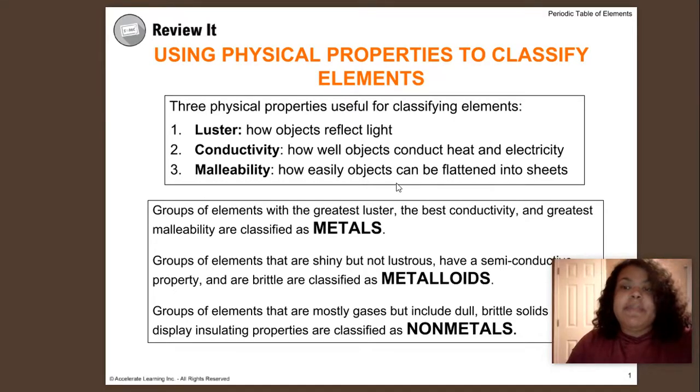Some examples of non-metals are carbon, nitrogen, and oxygen. Remember, most of the elements in this group are gases. However, we do see a few elements that are not gases but are brittle solids, such as carbon. They again have those insulating properties that make them non-metals.